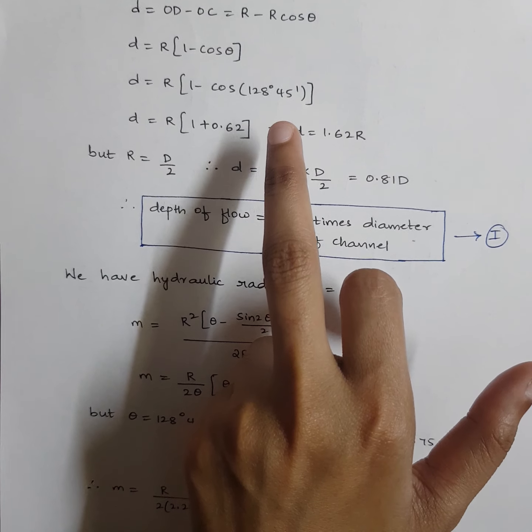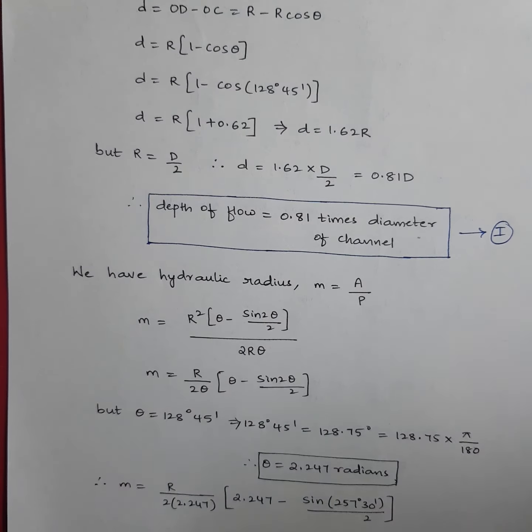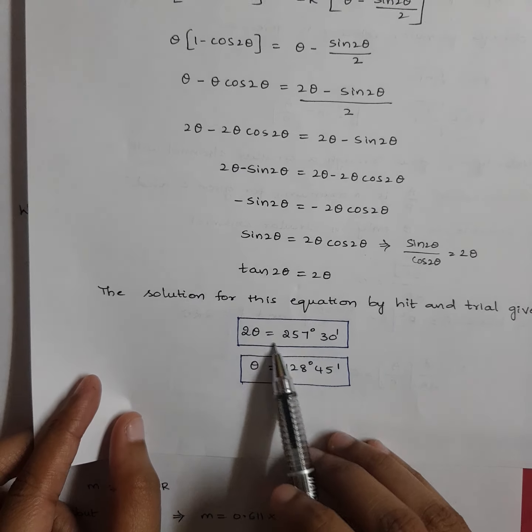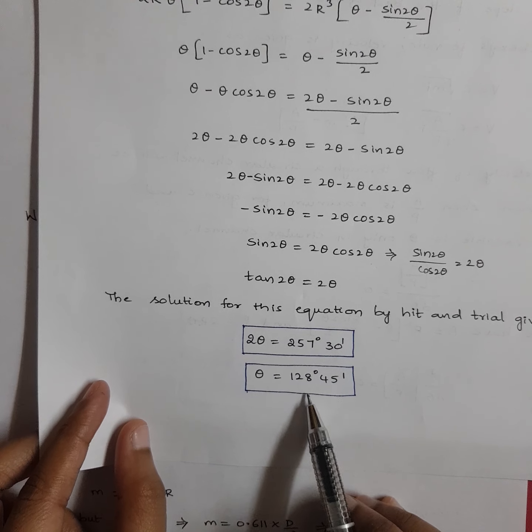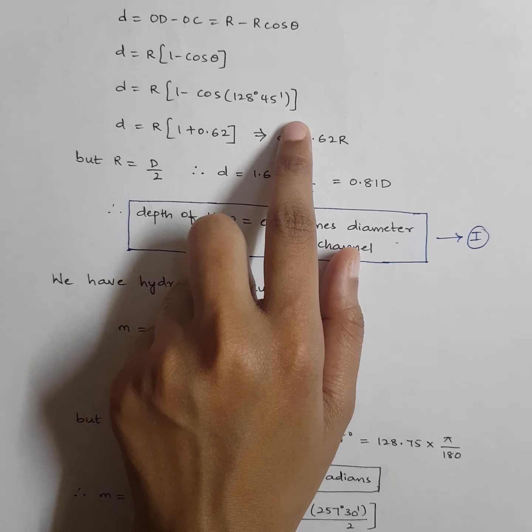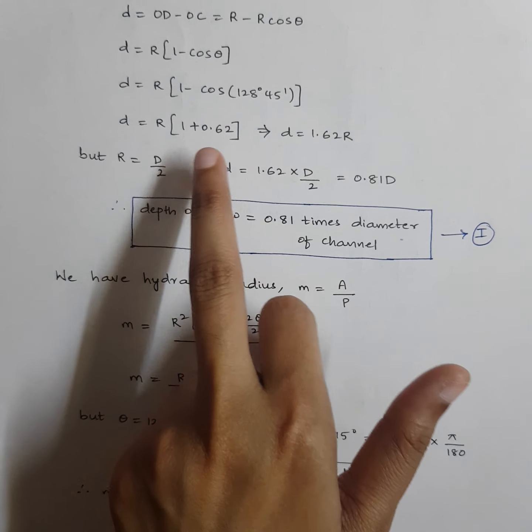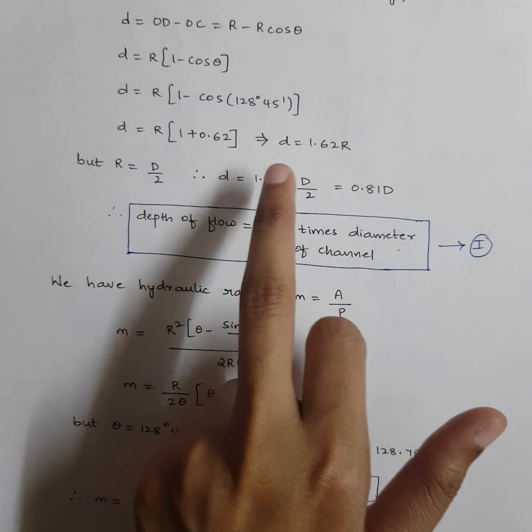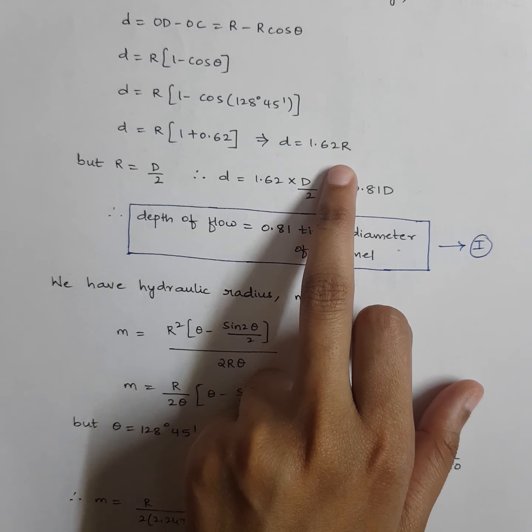Theta we got just now. 2 theta is 257 degrees 30 minutes, which means theta is 128 degrees 45 minutes. Just substitute that value here, cos of 128 degrees 45 minutes. So D is equal to R into 1 plus 0.62. Finally, D is 1.62 R.